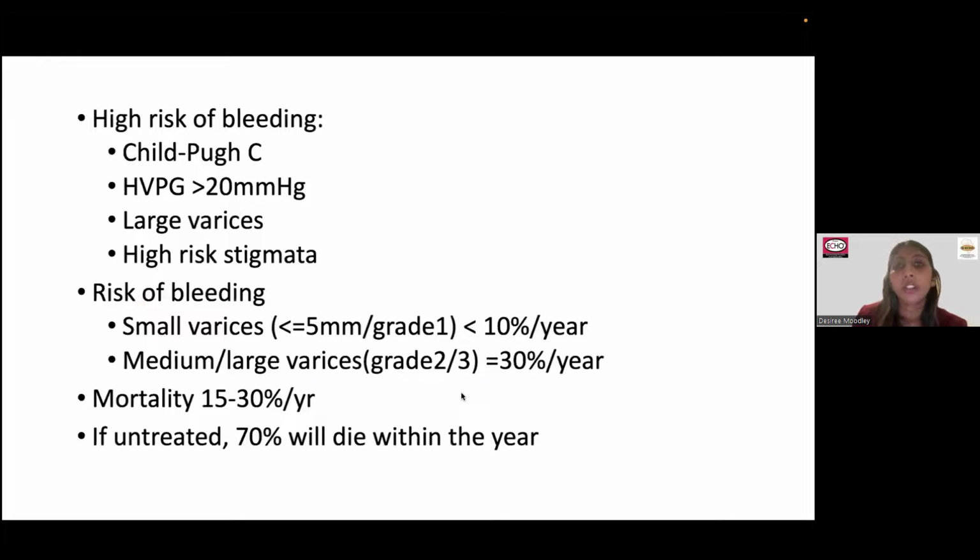So who's at high risk of bleeding from these varices? That would be your Child-Pugh C, the patients with hepatic venous pressure gradient of more than 20, if they've got large varices and high-risk stigmata. What is your risk of bleeding with varices?